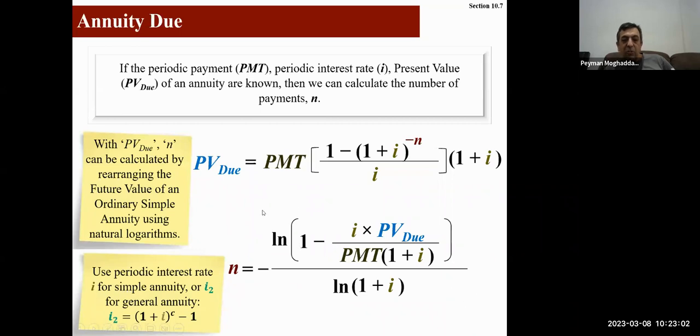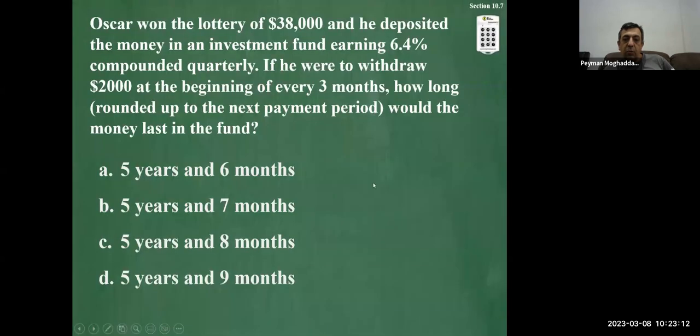And then one more time, just make sure that the I is I2 if you're working with general annuity, okay? All right, guys. And now let's go solve a problem here. I will leave this problem to you guys. I give you more than 5 minutes. I would say 7 minutes for this, because if you want to use the equation, you might need more time. But if you want to use calculator, you might have less time. But I'll give you 7 minutes.